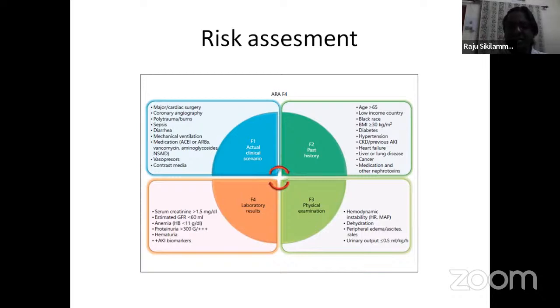Then the F3 criteria include the physical examination of the patient during hospital stay. It includes hemodynamic instability, dehydration, peripheral edema and ascites. Urine output less than 0.5 ml per kg per hour.